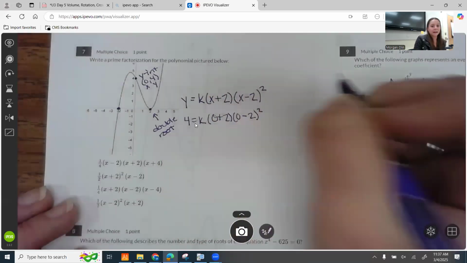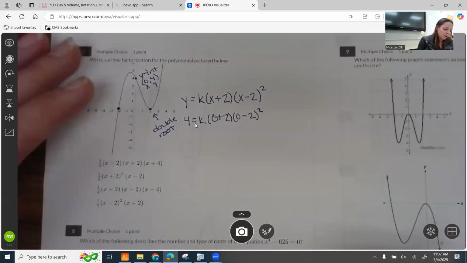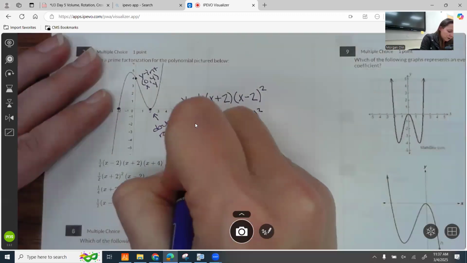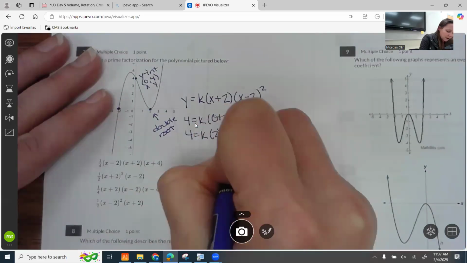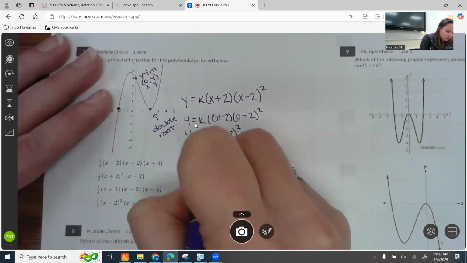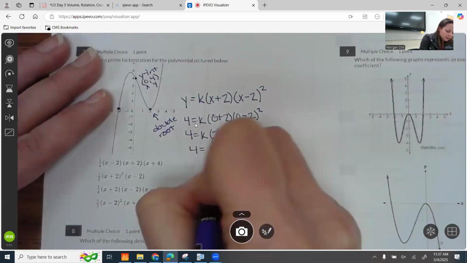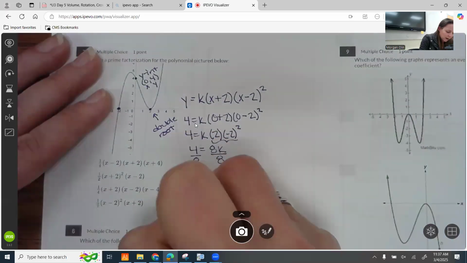And make sure you're using the exact point, not anything that is rounded. It has to be the exact point for this to work. So here 4 equals, that's going to give me 2. This is negative 2 squared. If I put that in my calculator, or you may be able to figure out what that is, you get 8. And so when I solve for k, I divide by 8, and I realize k equals 1/2.